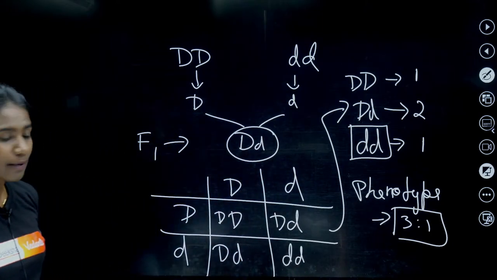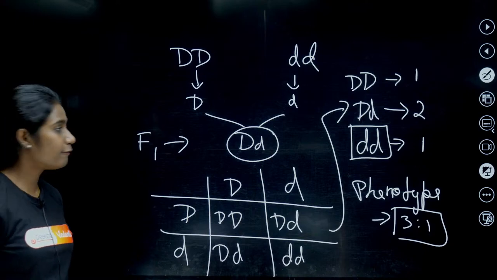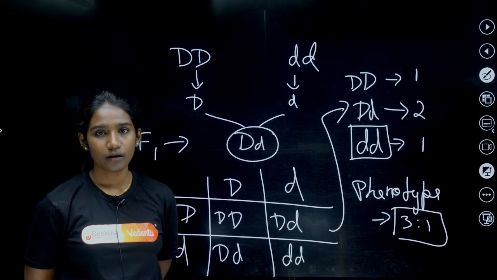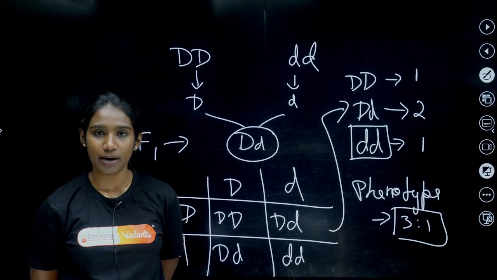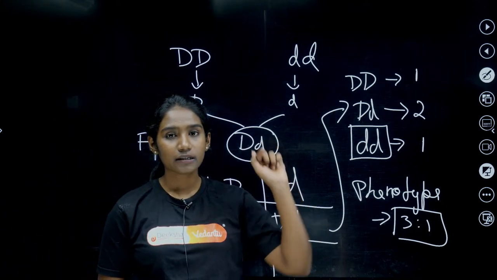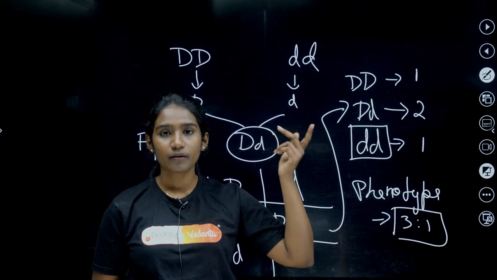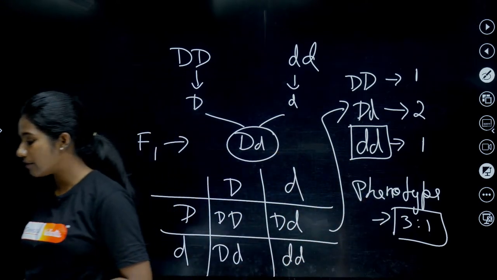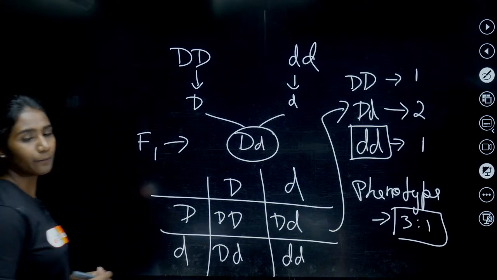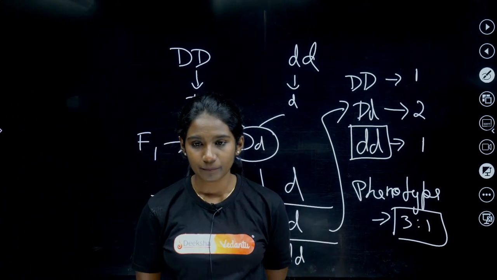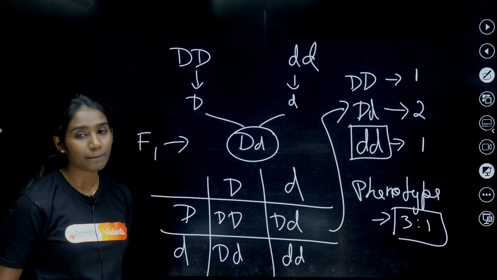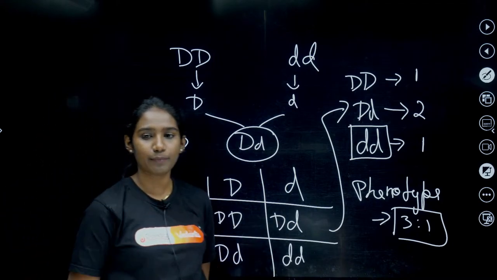Mendel's pea plant cross is also like this only, dear. In a monohybrid cross, he was considering the height of the plant. In a dihybrid cross, we considered the shape of the pea plant as well as the color of the pea plant. Clear with that? Test cross is nothing but crossing the offspring with the recessive parent.